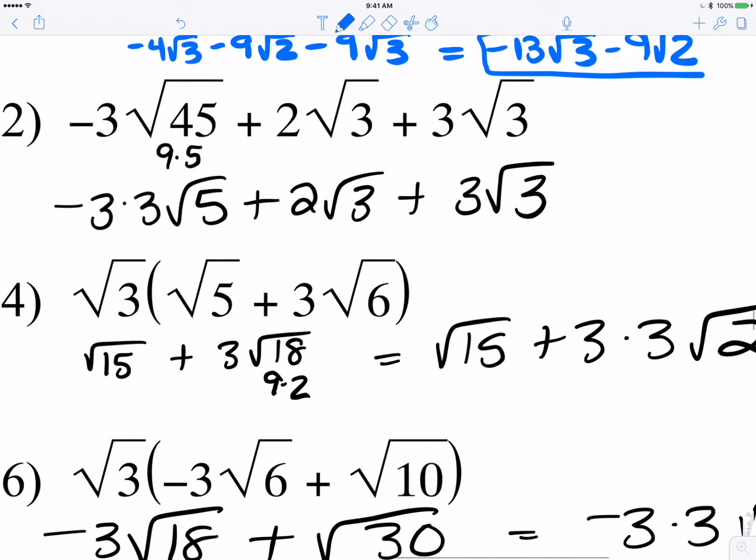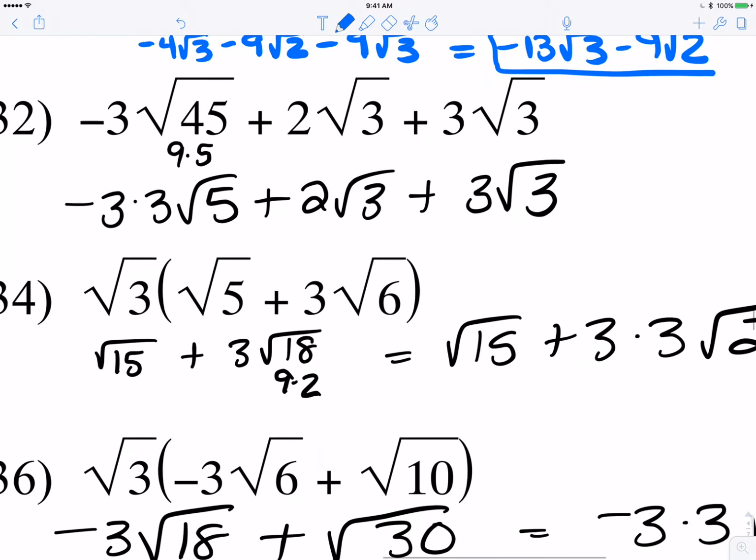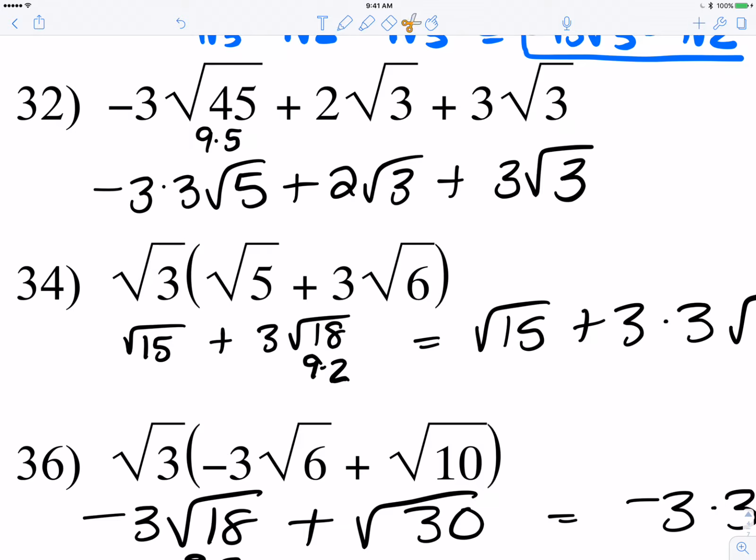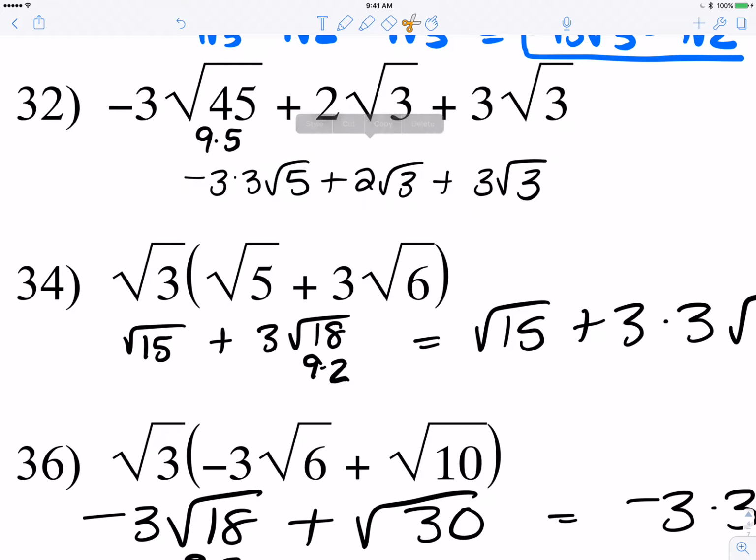32. 9 times 5 is what 45 breaks up into. So let's take care of that. Negative 3 was on the outside to begin with, times, we take the square root of 9, that gives us the 3, times the square root of 5. We can't take the square root of 5 without decimals, so we keep it in. And then the rest of it stays the same.